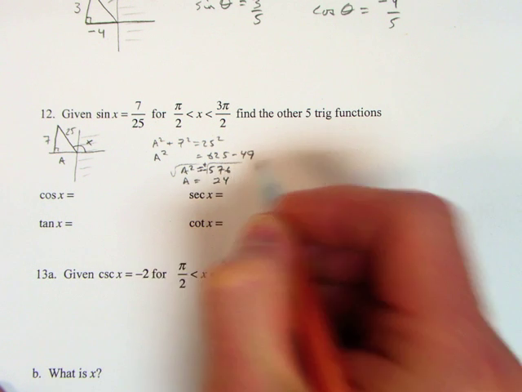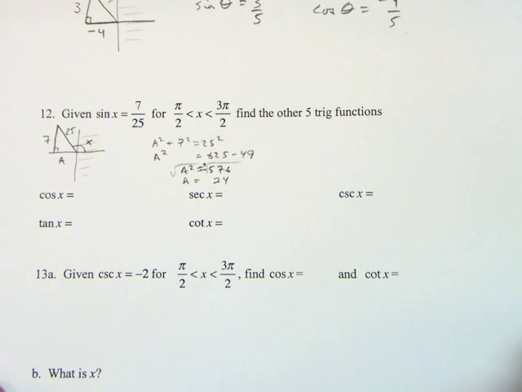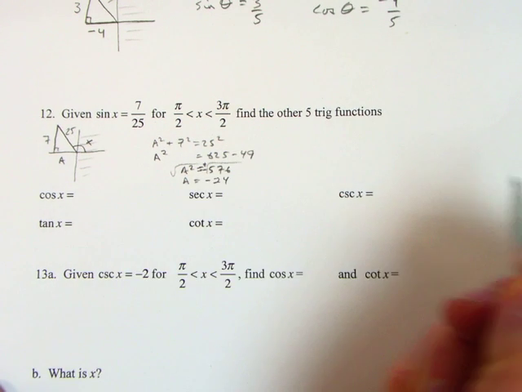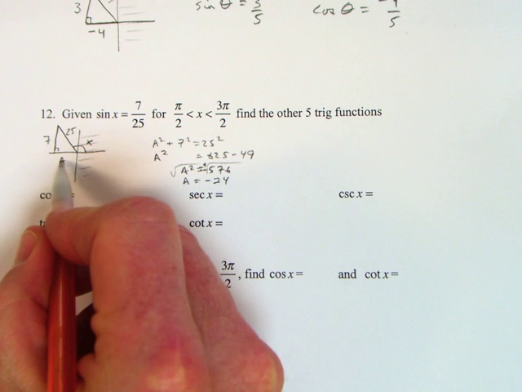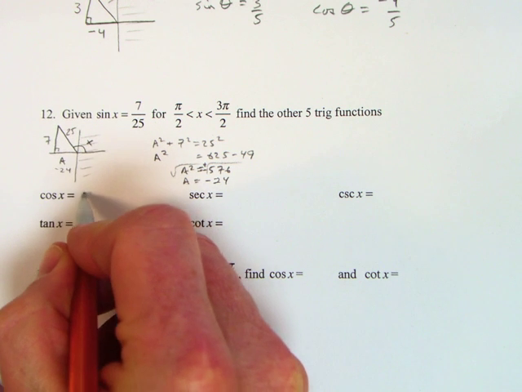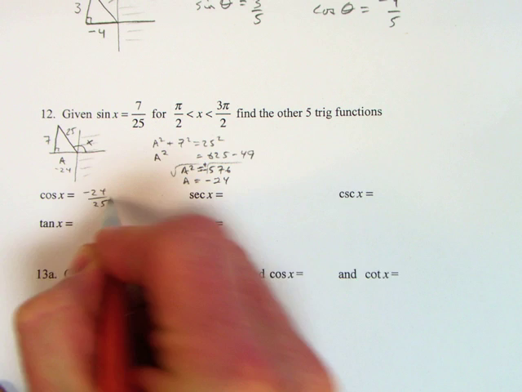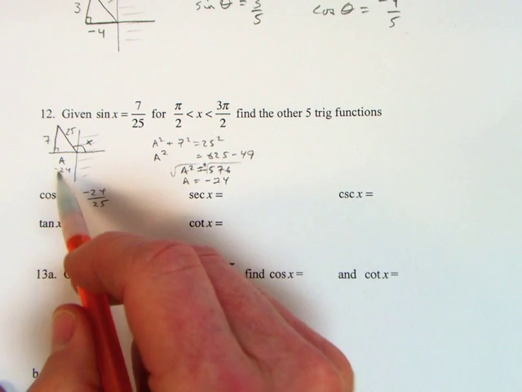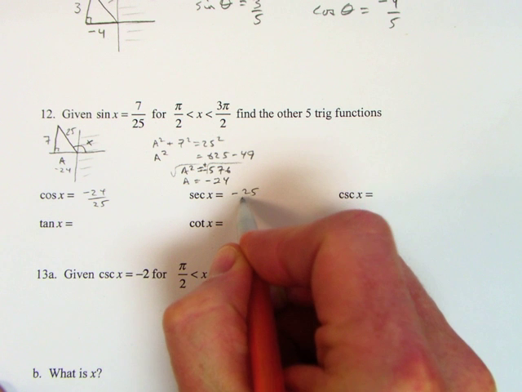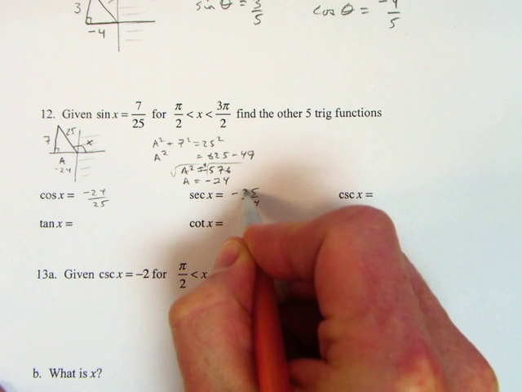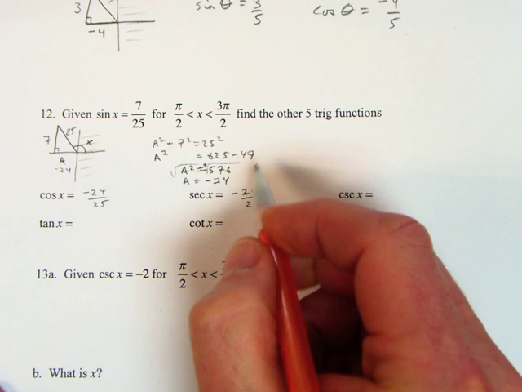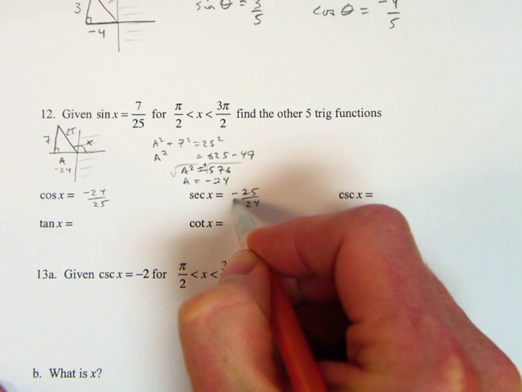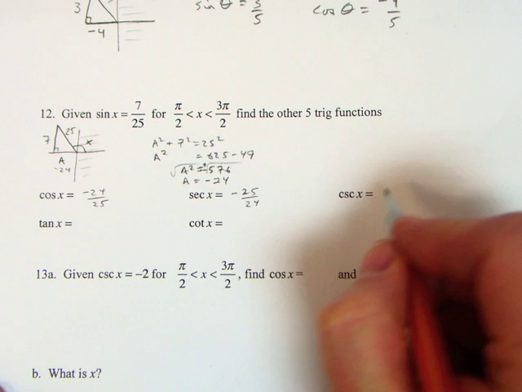Square root of 576 is 24. Is it the positive or negative? Well, you have to look and see what quadrant you are in. We're in the second quadrant, so a is negative. So now we can say cosine is adjacent over hypotenuse, negative 24 over 25. Secant would be the reciprocal of that, or hypotenuse over adjacent, so negative 25 over 24. I do not want to see you put 25 over negative 24. That negative goes out in the front or to the top.